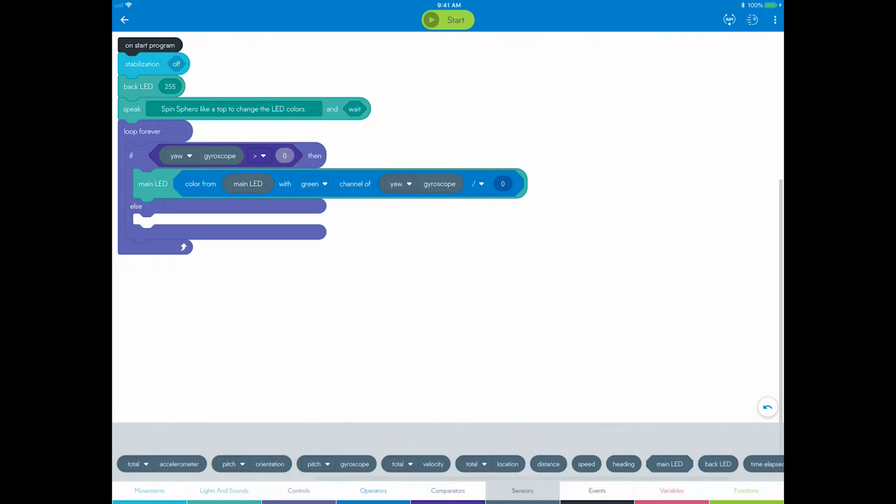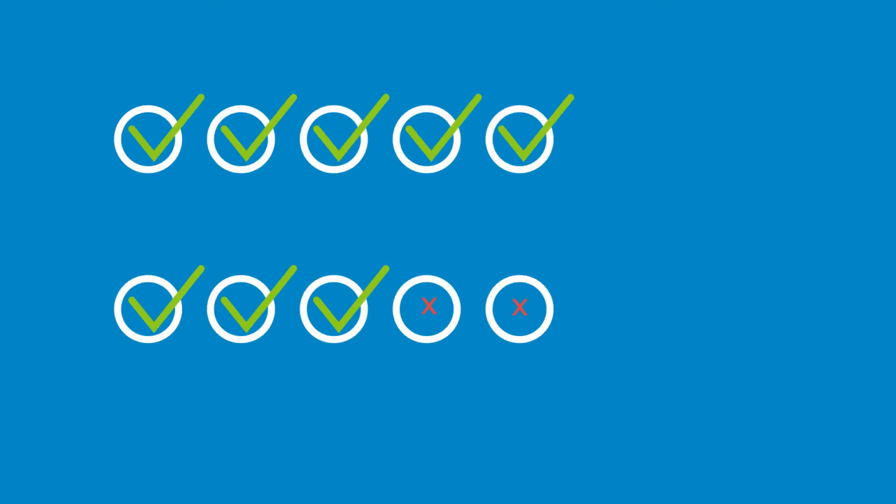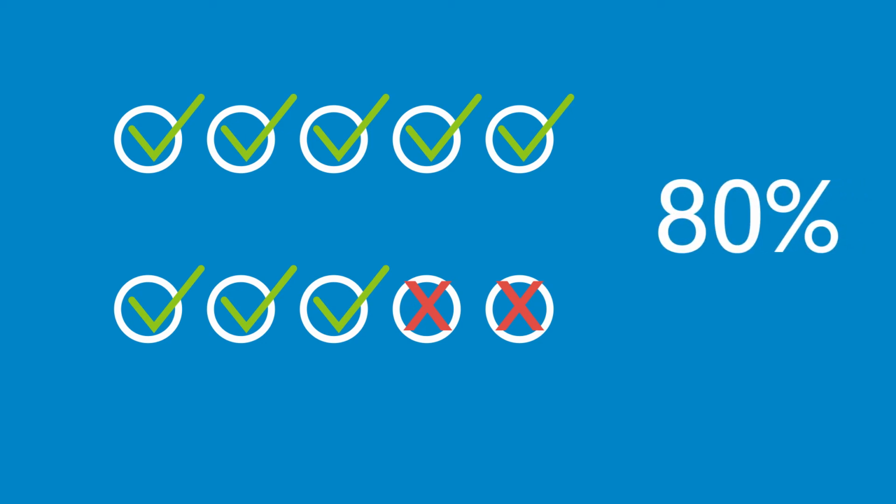Now you need to do a little math called normalization. To normalize means to represent a number on a different scale. For example, if you get 8 answers correct on a test with 10 questions, you got 80% correct. The math is shown as 8 divided by 10 equals 0.8, which equals 80%.